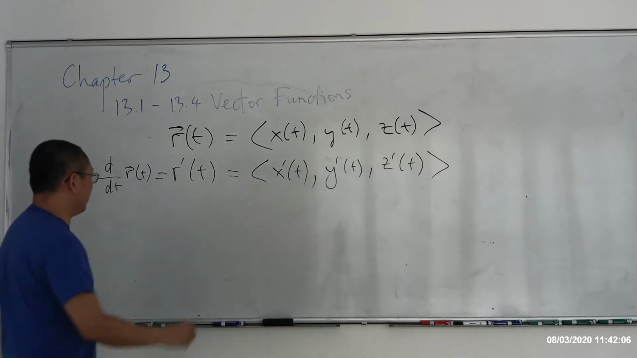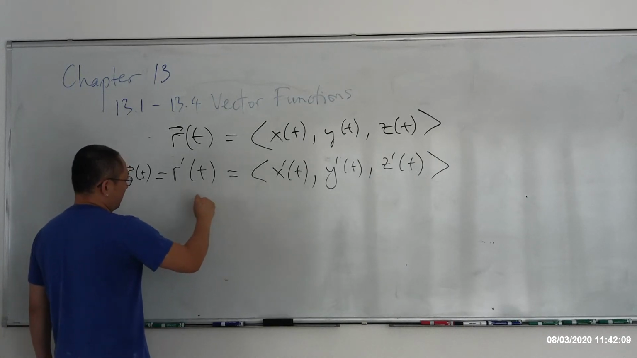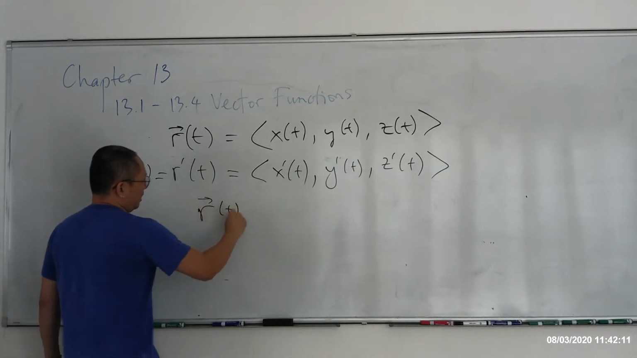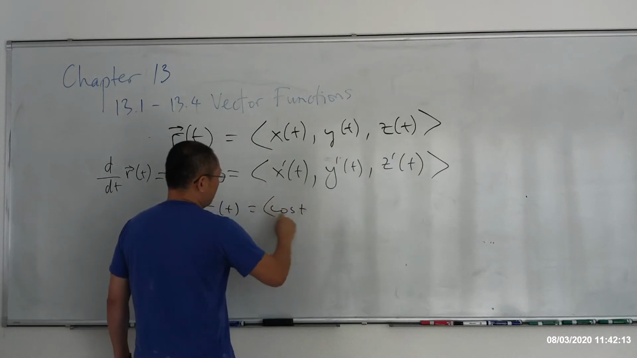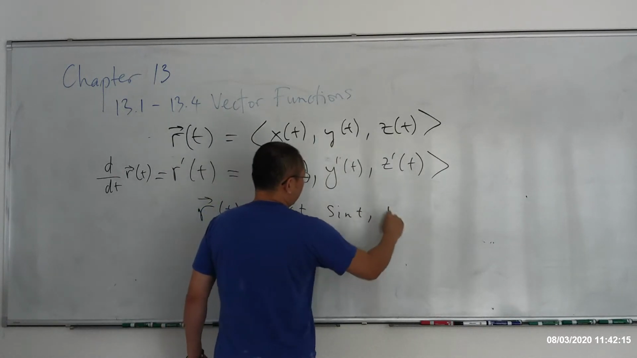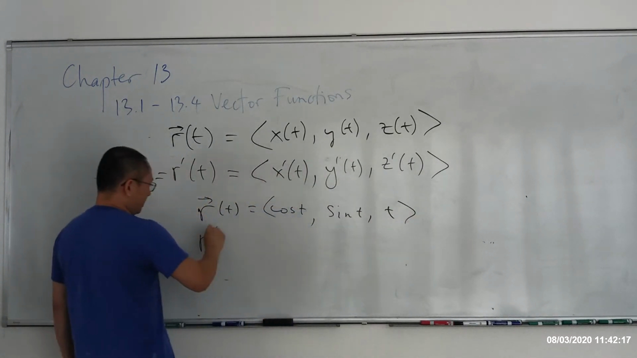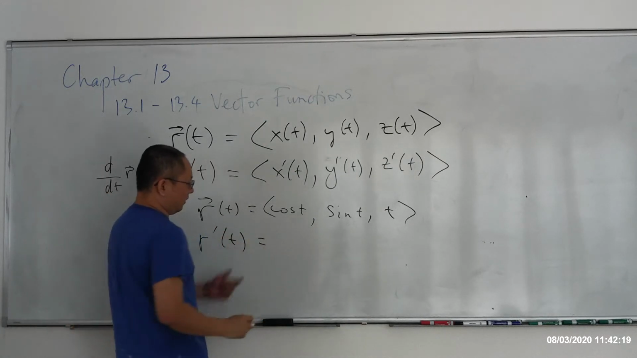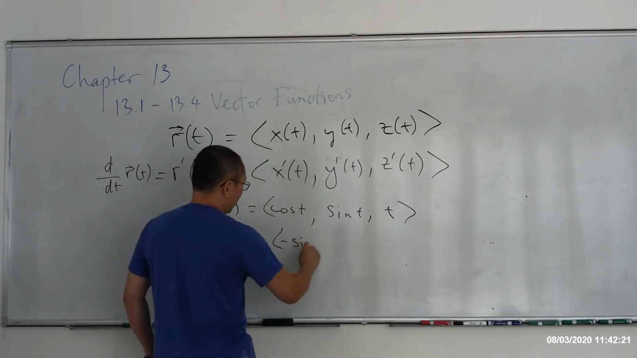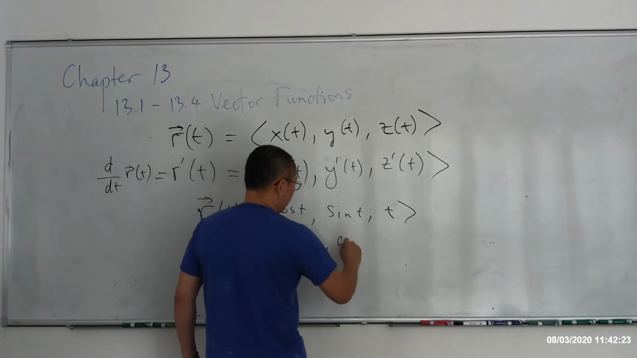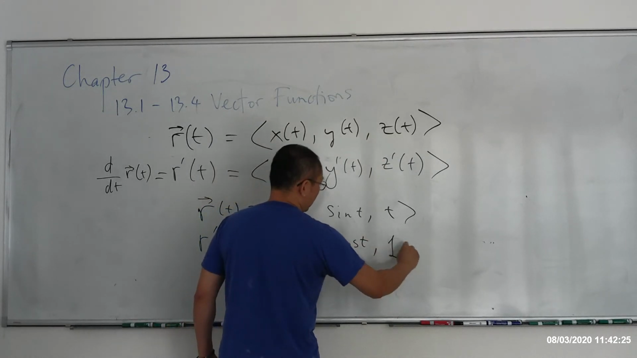Alright, so example. Let me use the same example that I gave you minutes ago. r(t) equal to cosine t, sine t, and t. And r prime is what? Derivative of cosine is negative sine t. Derivative of sine t is cosine t, and derivative of t is 1.